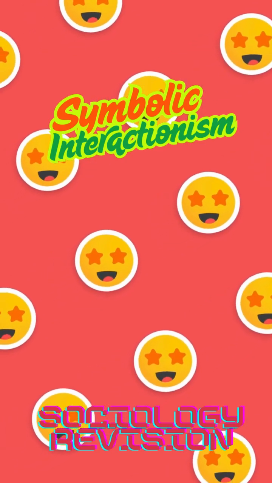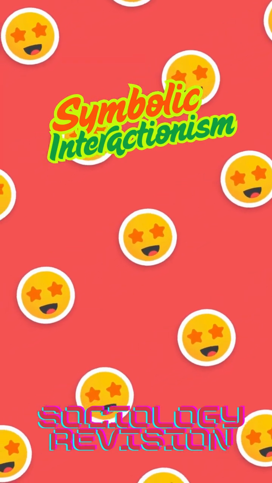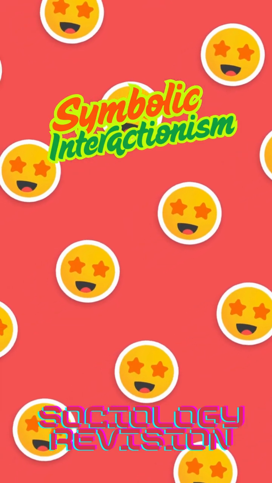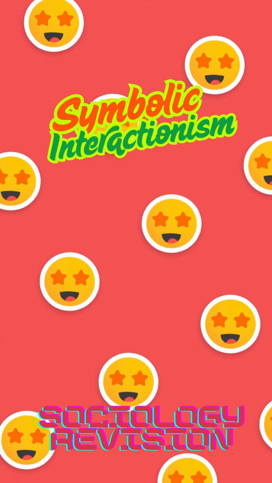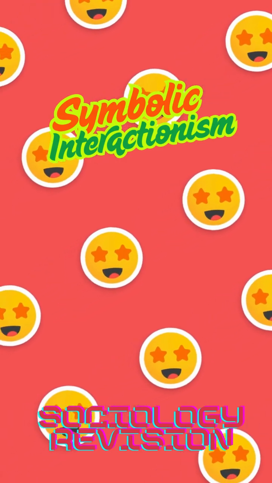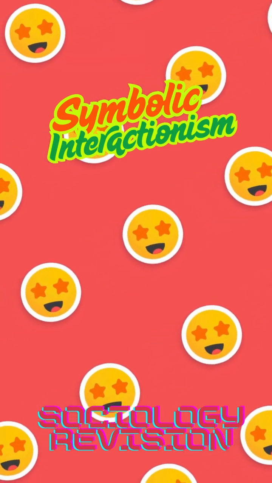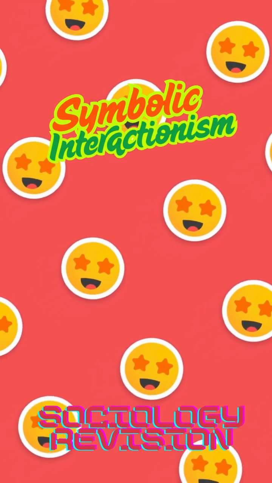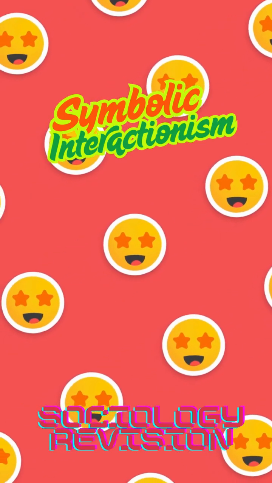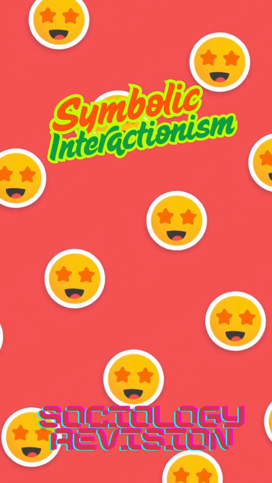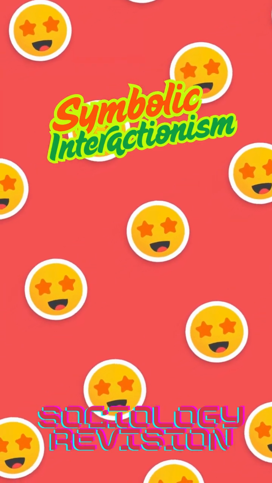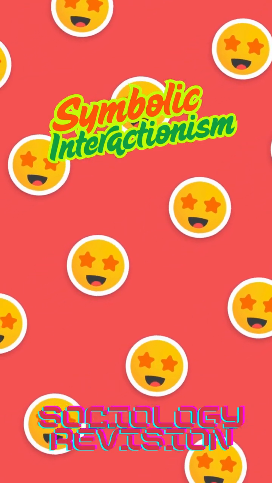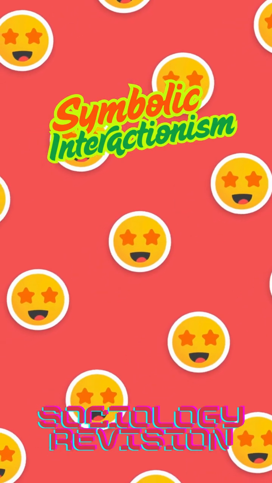Max Weber's social action theory also played a role in shaping symbolic interactionism. Weber believed that society is created by human actions, and that we should focus on these actions when studying society. He saw social action as something people do after thinking carefully about it. Herbert Blumer, a student of Mead, came up with the term symbolic interactionism and outlined some basic ideas.